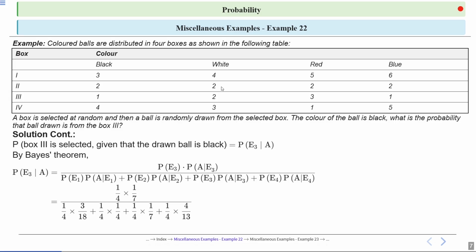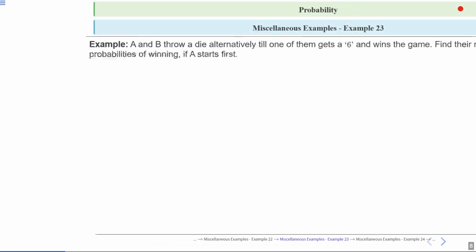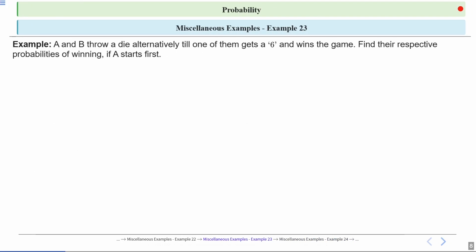Now substitute the calculated values into the formula, and we get 1 by 4 times 1 by 7, divided by 1 by 4 times 3 by 18 plus 1 by 4 times 1 by 4 plus 1 by 4 times 1 by 7 plus 1 by 4 times 4 by 13, and this is equal to 0.165. Now let's look at the next example.